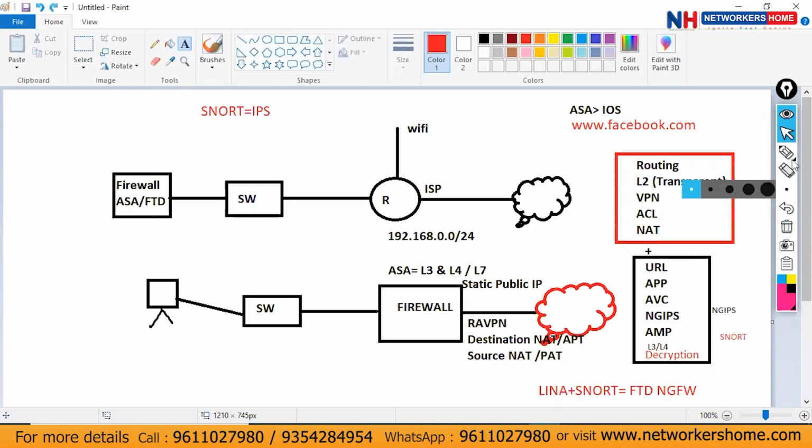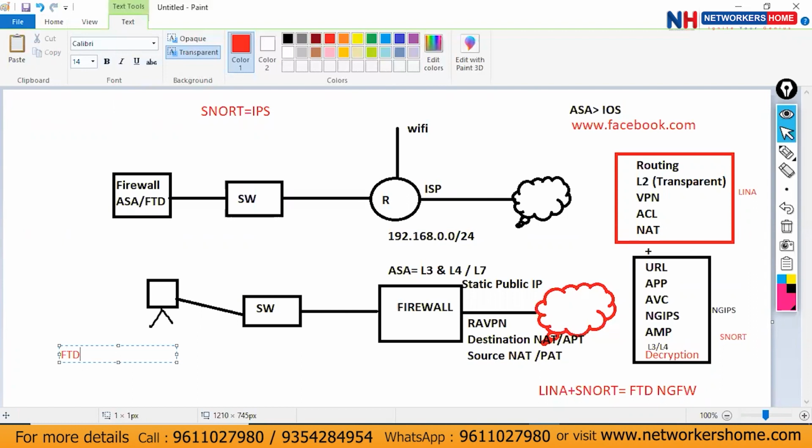See guys, earlier when different devices were there in a network, like we had a separate FTD, we had a separate NGIPS, we had a separate ASA, right? So how did we manage all these devices in our network?